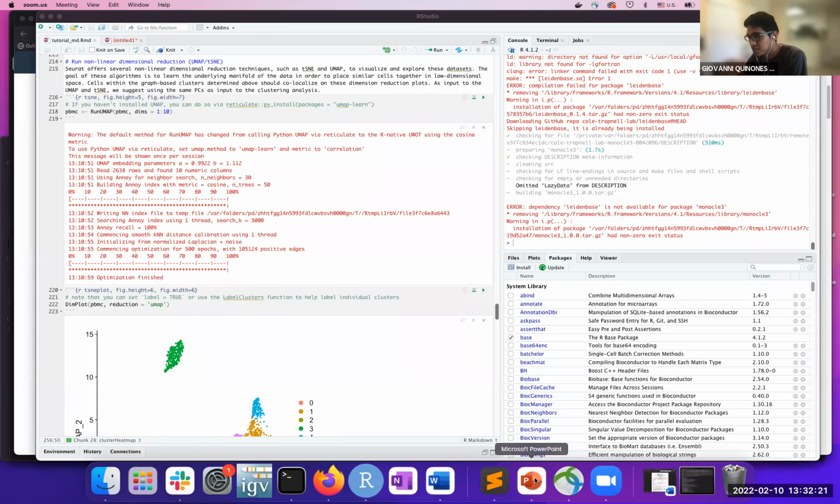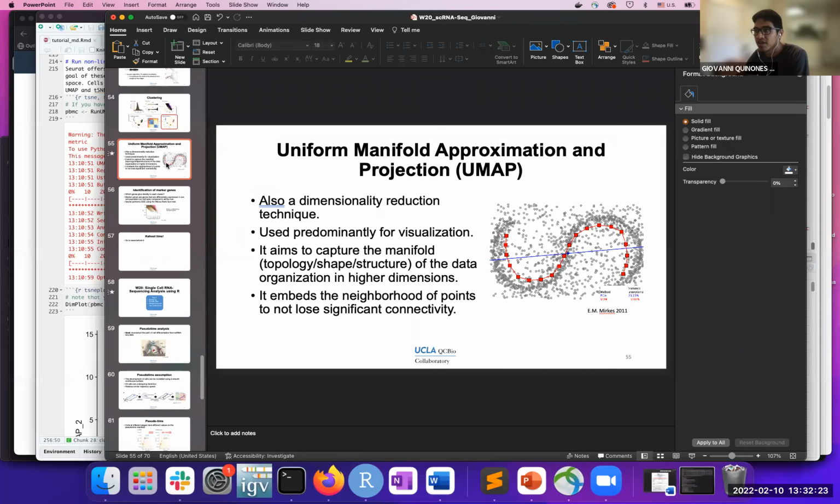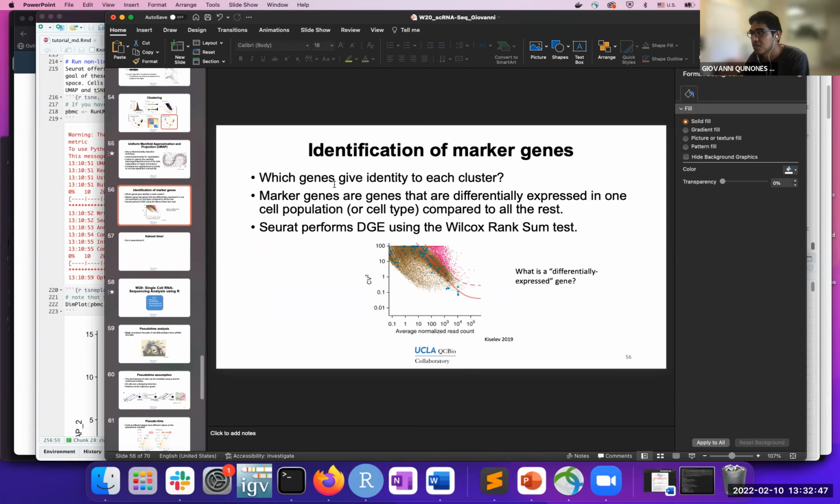Great. So let's pick up from where we left off yesterday. We finished the analysis. We performed our UMAP, our two-dimensional clustering. And the next step is the identification of marker genes. So we're going to start by going through a little bit of theory about what these marker genes are.